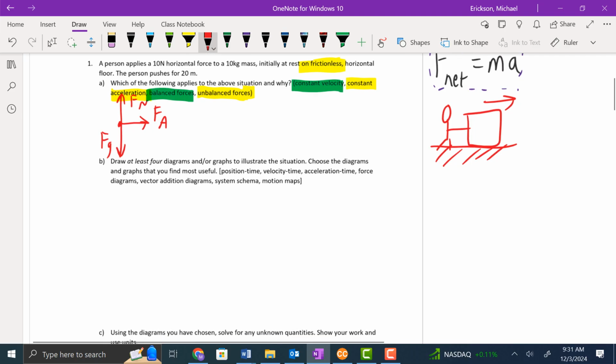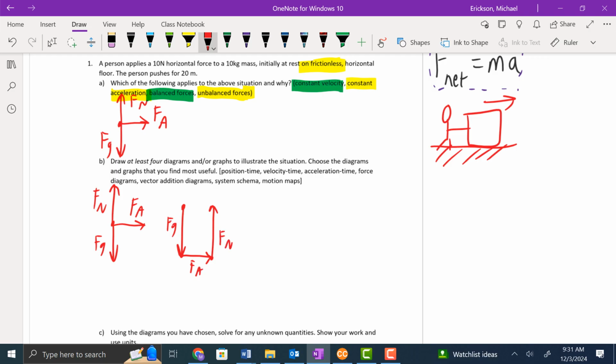They asked for 4 diagrams. I already drew one. I'll redraw my force diagram: Fg, Fn, Fa. I'll do my VAD as well: Fg, Fa, Fn. So that's my force diagram and my VAD, my vector addition diagram.